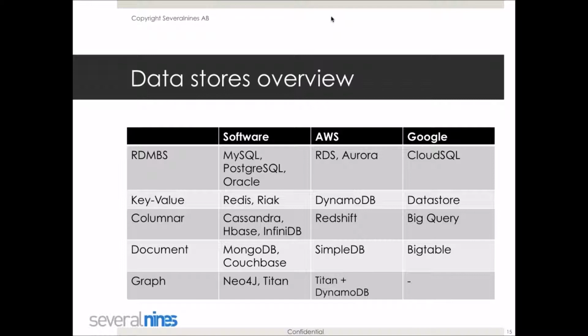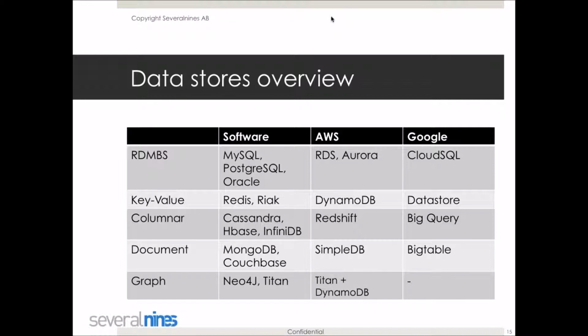Graph data stores, also something relatively new, as we nowadays use the graph data store mostly for either network storage, so social network storage, or recommendations storage. Depends on the way you want to calculate your recommendations in this case.